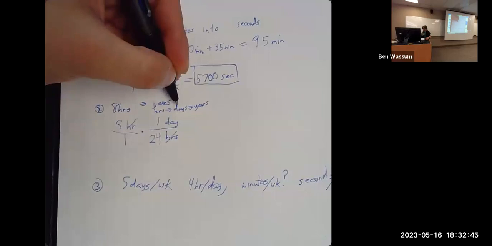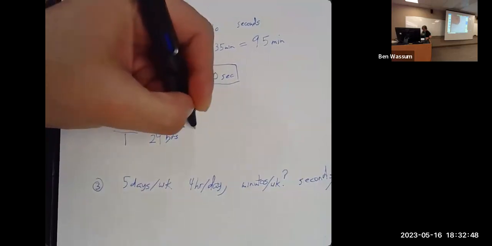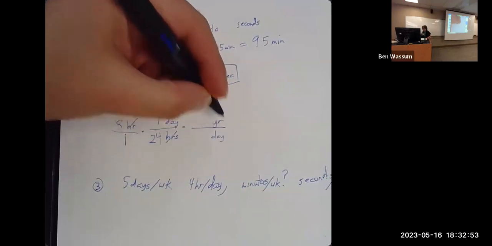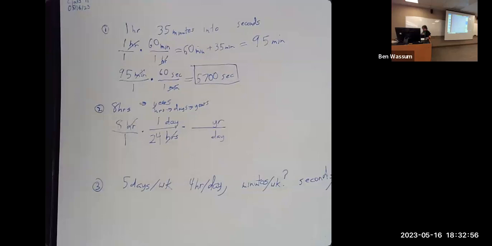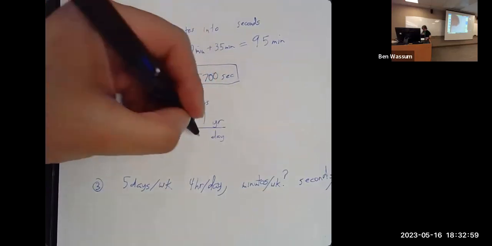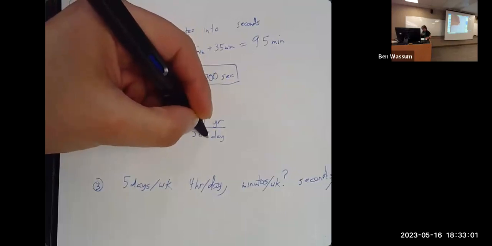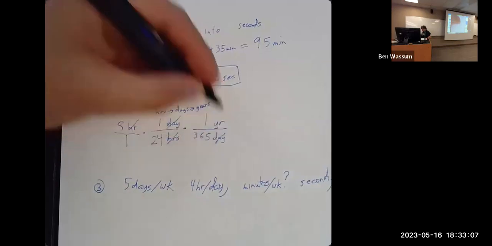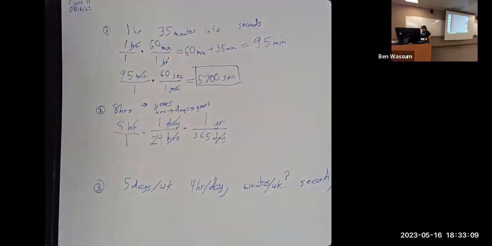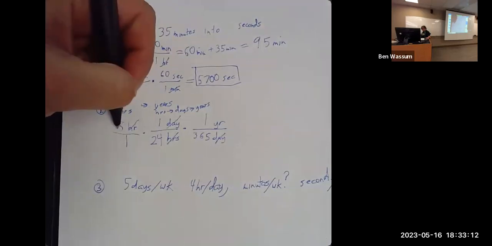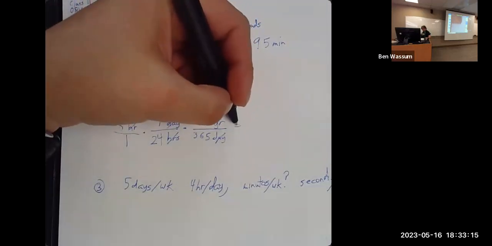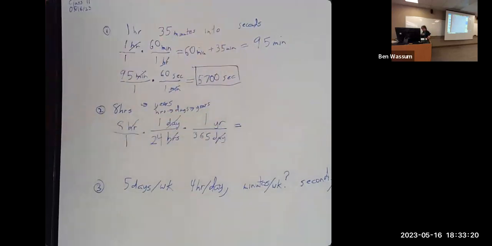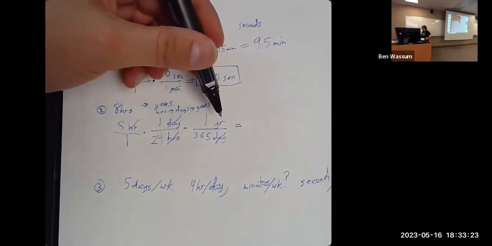But we're not done yet because we want to go from days to years. So one year is 365 days, right? So the days would cancel. And now we have, well, something, right? The only units that aren't crossed out are years. So that means that whatever this thing is, when multiplied across, is going to be in years.